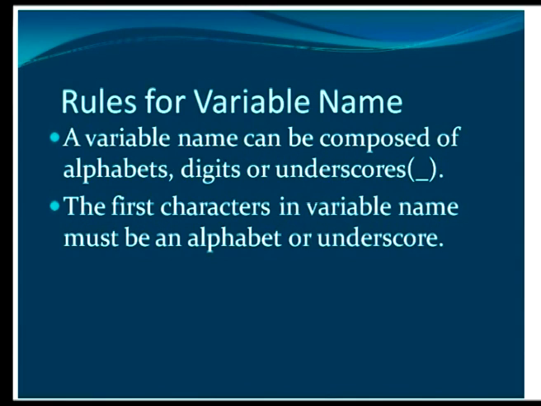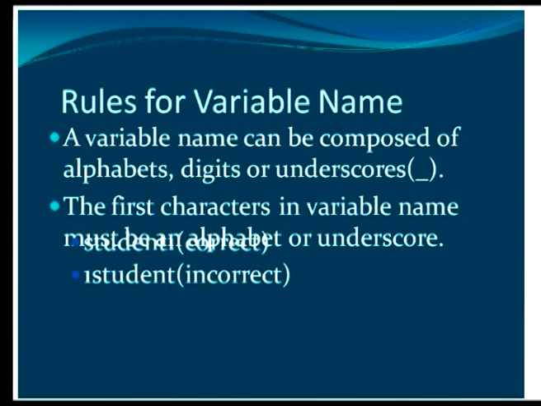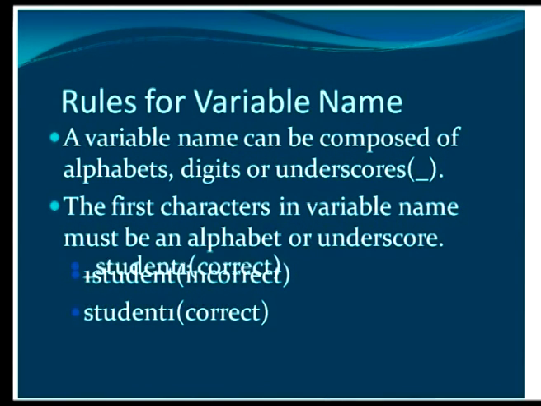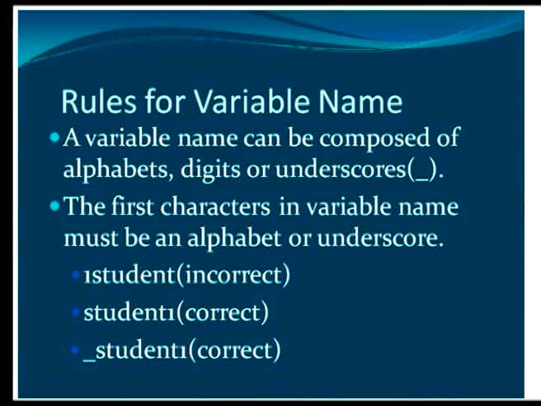The first character in variable name must be an alphabet or underscore. For example, we want to use a variable with the name student1. Now if we use 1student, now 1 is the first symbol of this variable name, and it is not allowed as the first symbol of the variable name. It is therefore incorrect. While if we use student1, this is a legal variable name. Underscore student1 is also a valid variable name.